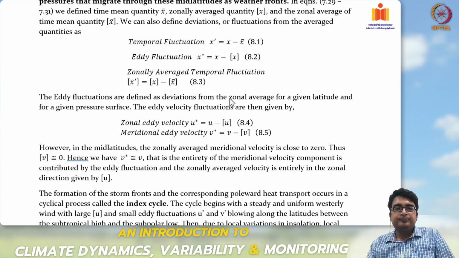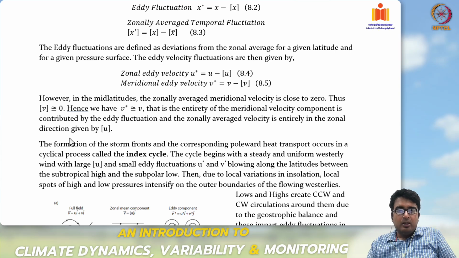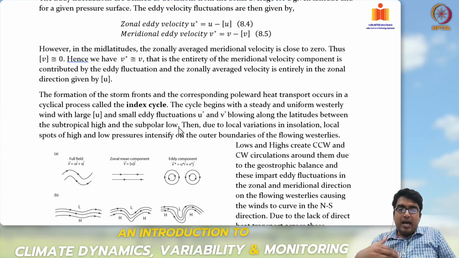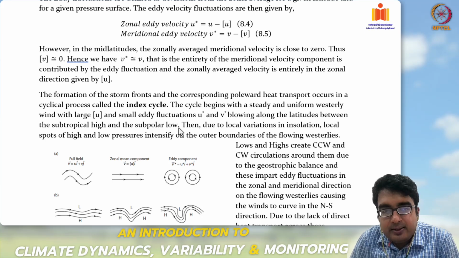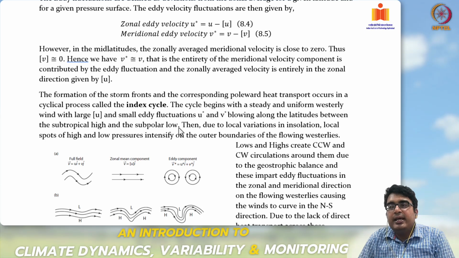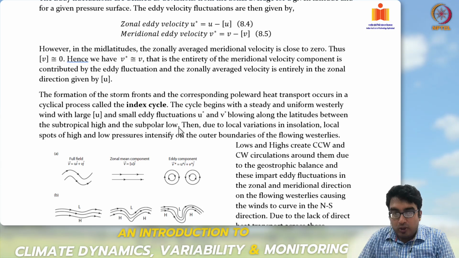So the entire zonally averaged velocity is the zonal mean velocity. Okay. Zonally averaged zonal velocity. Okay. So bracket u. So this is the zonally averaged velocity and the meridional fluctuation is the meridional eddy velocity. Okay. The zonally averaged meridional velocity is close to 0. Clear? So now that we understand these aspects, let us see how the eddy circulation system actually works.